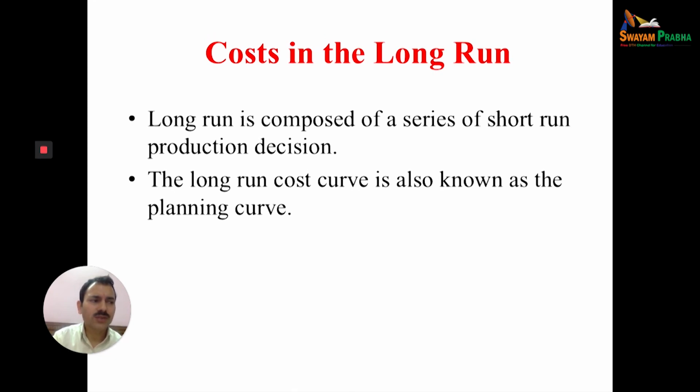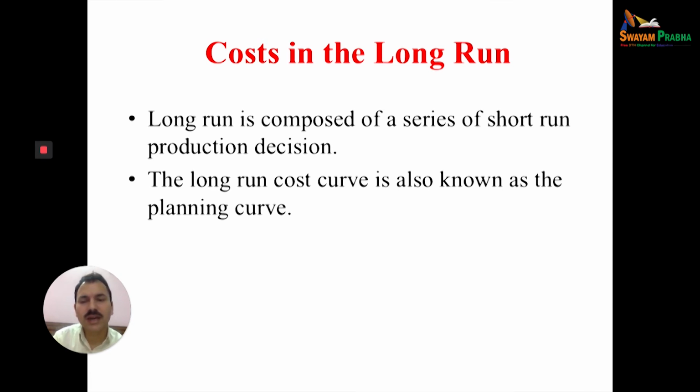Long run average cost curve, basically also known as planning curve. With the help of this curve, a firm can plan as to which plant it should use to produce different quantities of output, so that production is obtained at the minimum cost. So that's why it is also known as the planning curve.